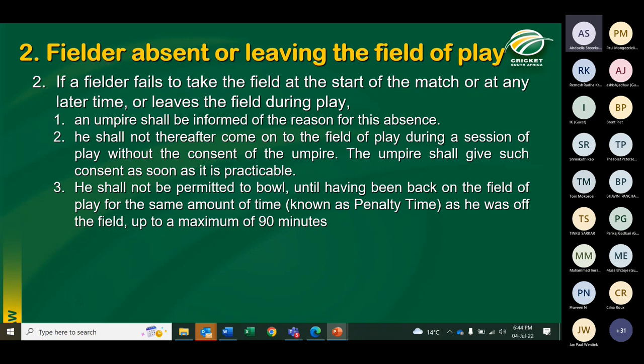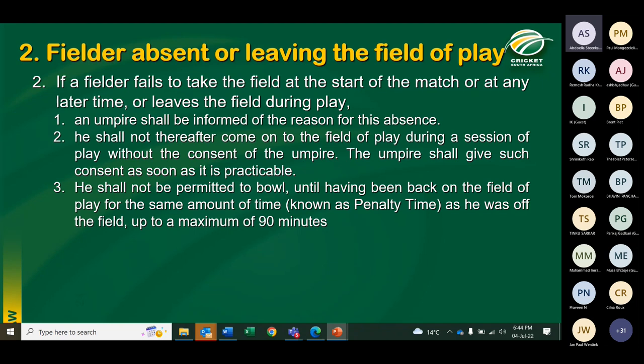And penalty time is up to a max of 90 minutes. So what that means, if Johnny left the field of play at 11 o'clock and only returns to the field at 4 o'clock in the afternoon. So even though Johnny was probably off the field, if I can just roughly count 11, 12, 1, 2, 3, 4, 6 hours, let's take off lunch and tea. So Johnny was off the field for 5 hours, that equates to 300 minutes.